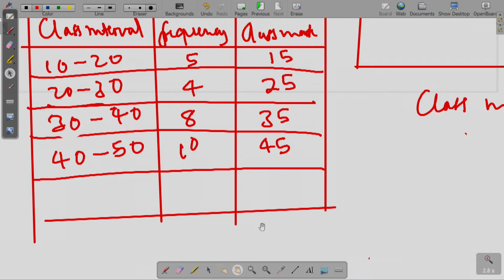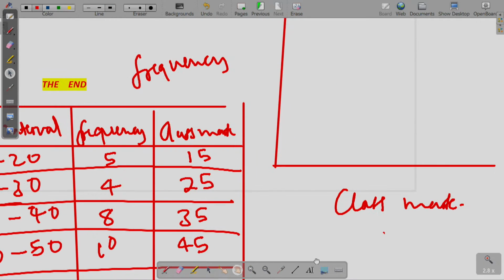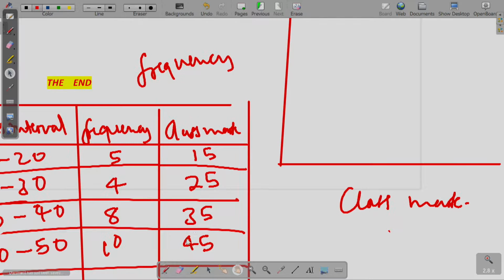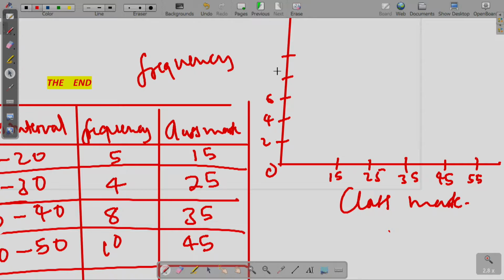So let's draw the frequency polygon. The class mark starts from 15 to 45: 15, 25, 35, 45, and 55, and so on. And for the frequency, 4 up to 10. So here 0, here 2, 4, 6, 8, 10.